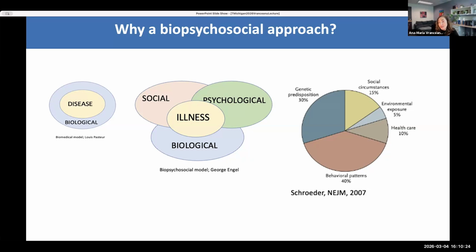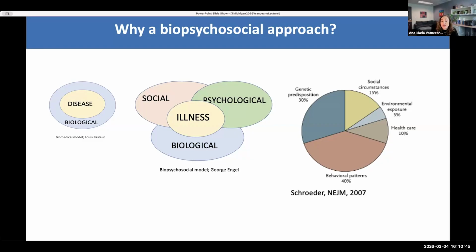However, the current model of care for neurological illness continues to be primarily biomedical. The focus continues to be on identifying the biology and treating it. And most of the time, referrals for psychosocial services happen much later in the course of disease or sometimes never.